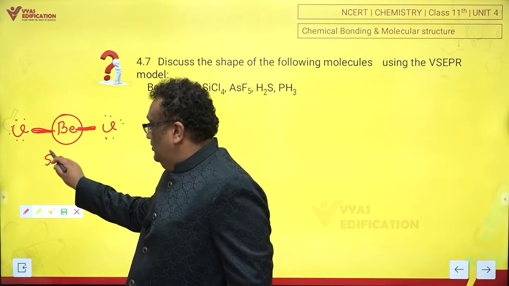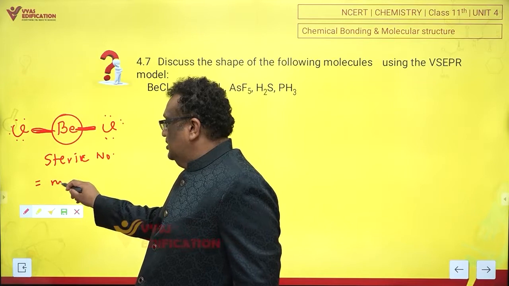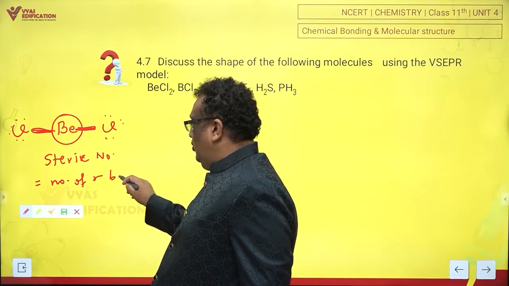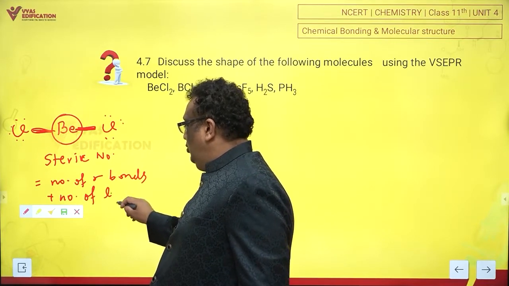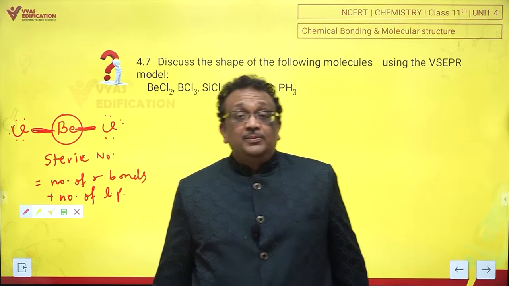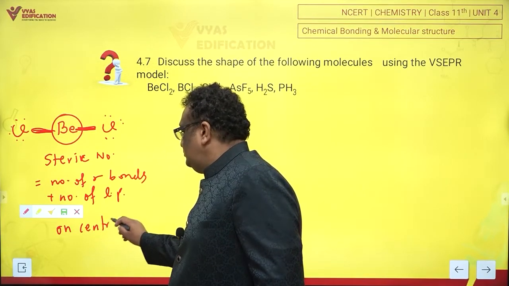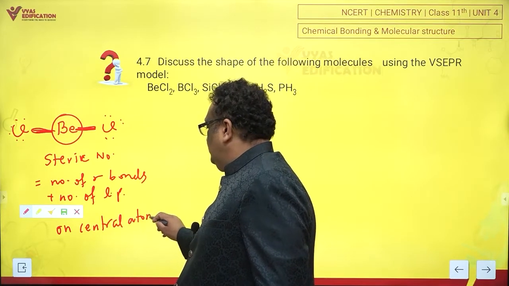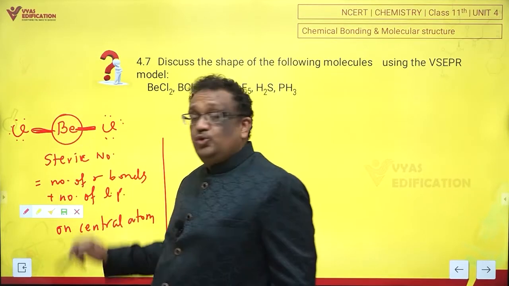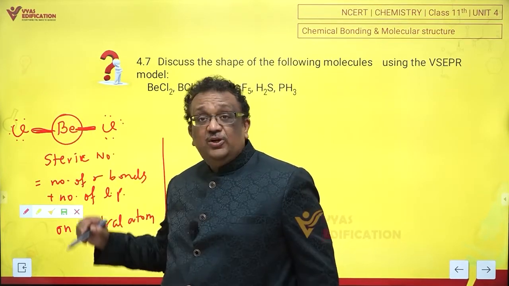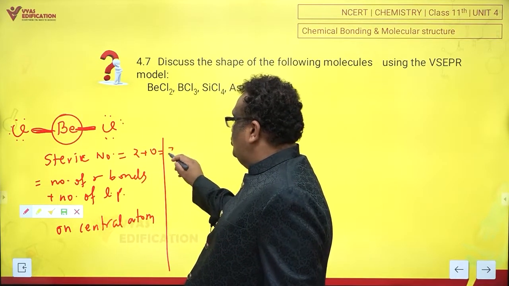So steric number, as we call it. What is steric number? This is the number of sigma bonds plus the number of lone pairs of electrons on the central atom. Now, how many sigma bonds are formed by beryllium? 1 plus 1, 2. And how many lone pairs are present on beryllium? 0. So, steric number is 2 plus 0, which is 2.